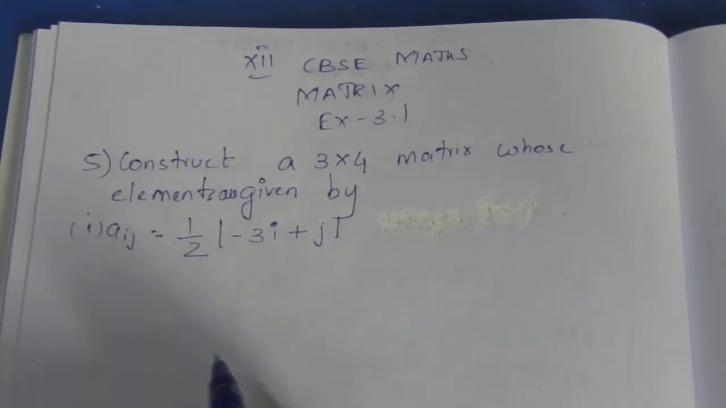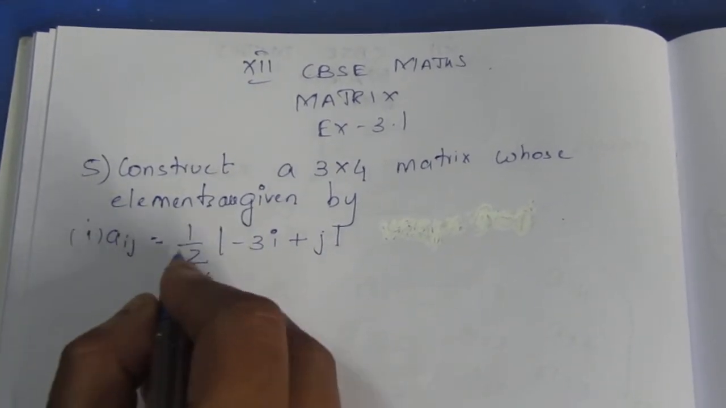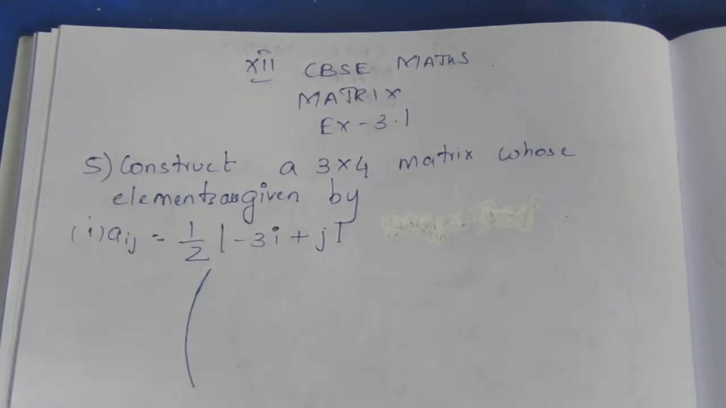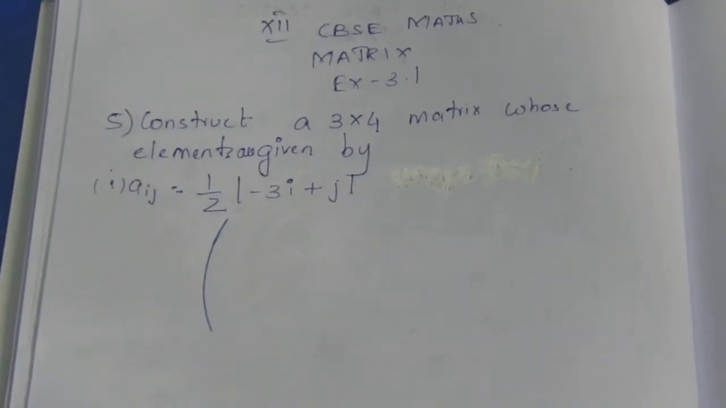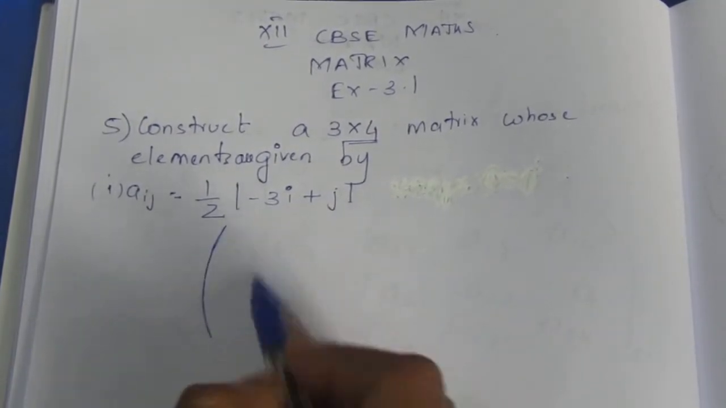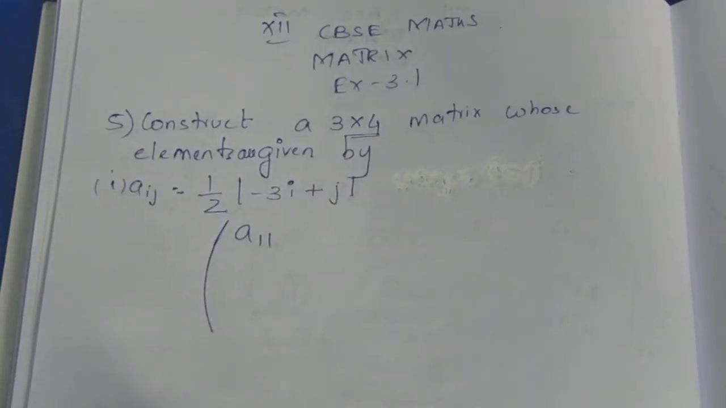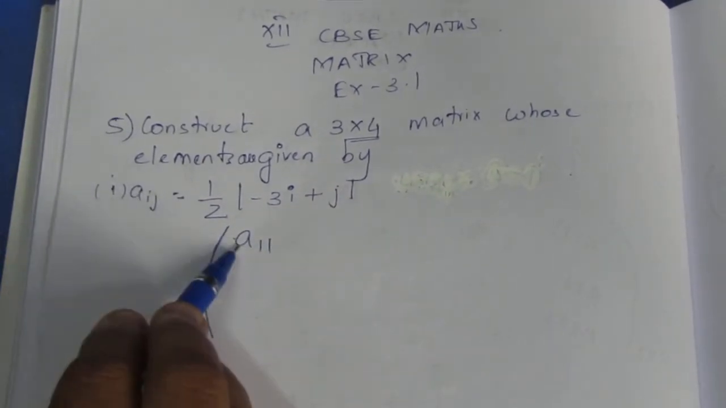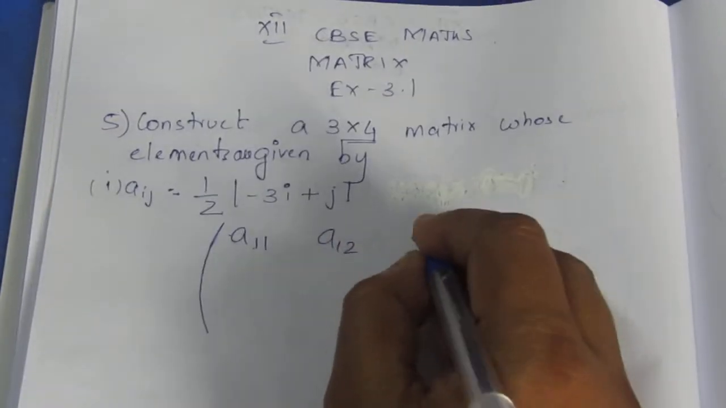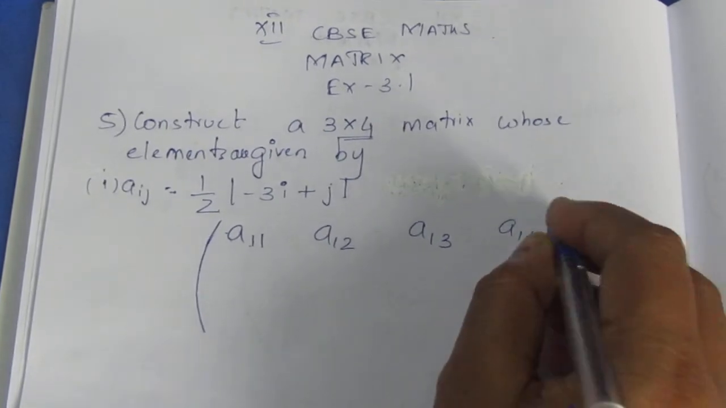So let me write a 3 by 4 matrix first. They have given Aij is equal to 1 by 2 modulus of minus 3i plus j. Now let me construct the 3 by 4 matrix. 3 by 4 means there should be 3 rows and 4 columns. So my first row and first column will be A11, then first row second column, first row third column. There should be 4 columns, so first row, 4 columns.